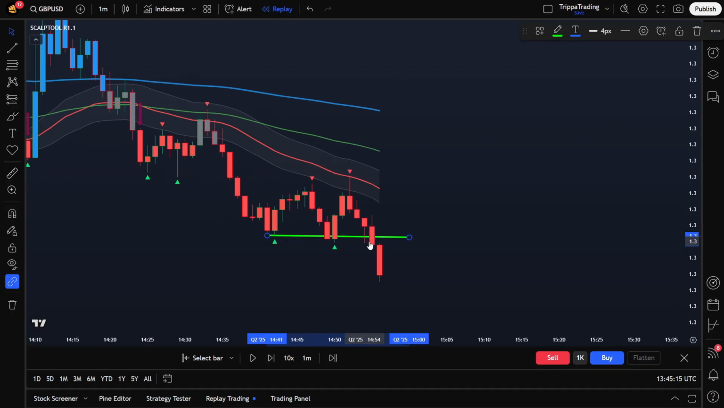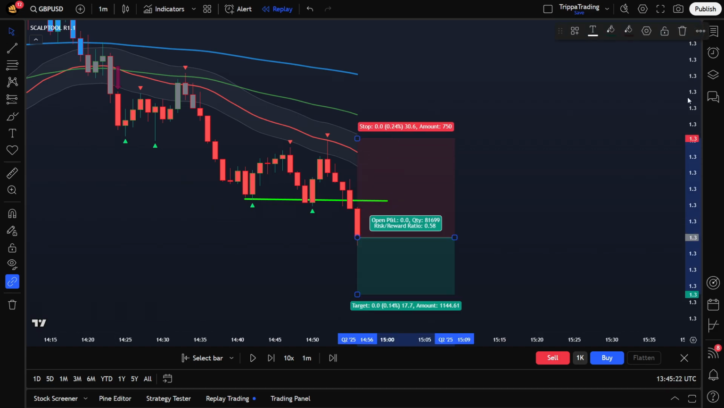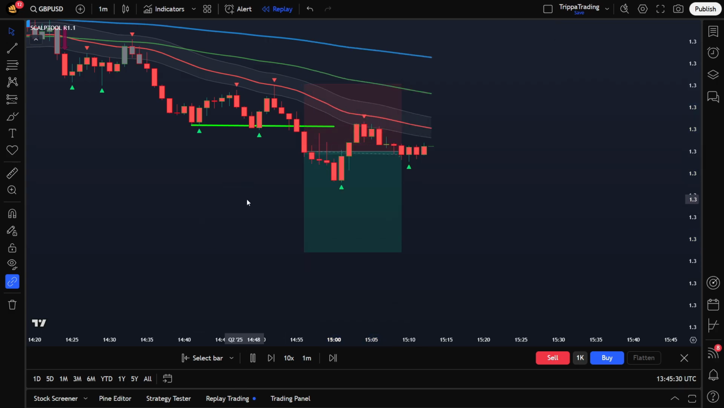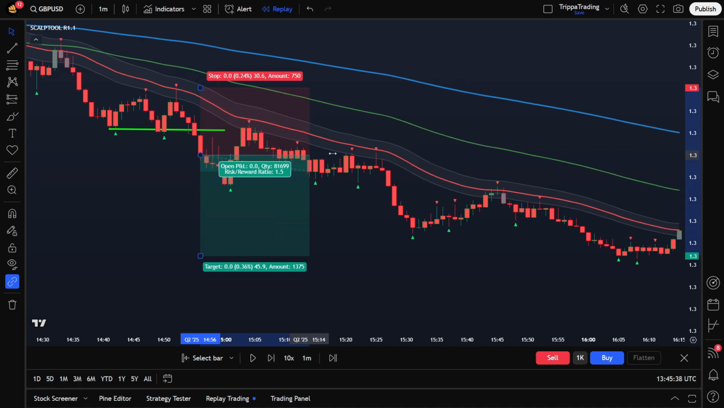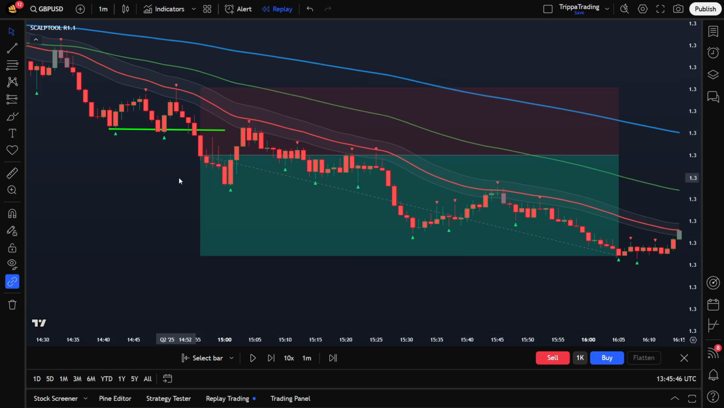Once it does, like it has done over here, we enter a sell trade on the next candle, with our stop loss just above the previous swing high or above the PAC. Another tip here: avoid taking trades if the pullback is too sharp or if the price doesn't respect the PAC boundaries. That could indicate the trend is weakening or about to reverse.